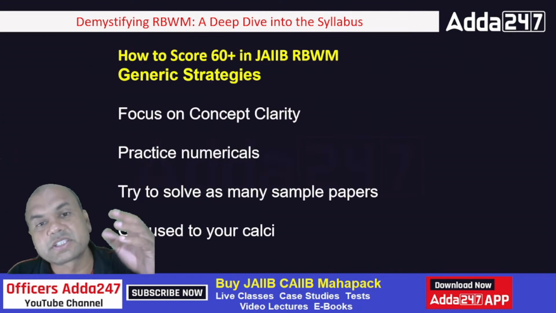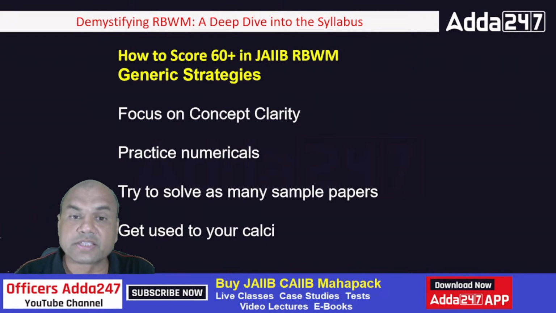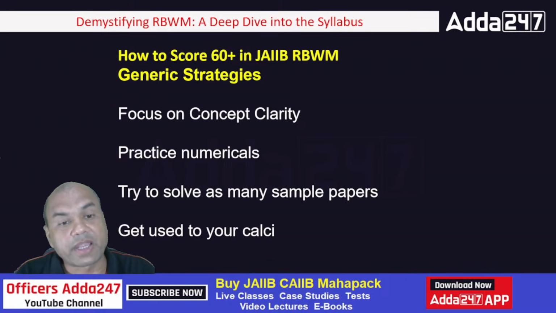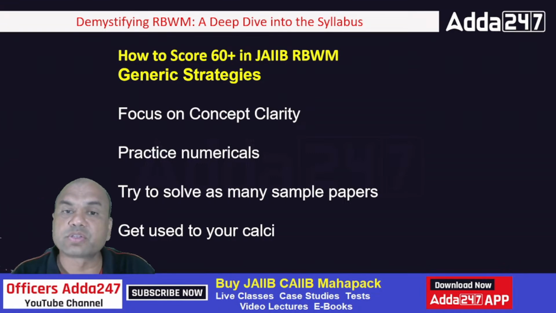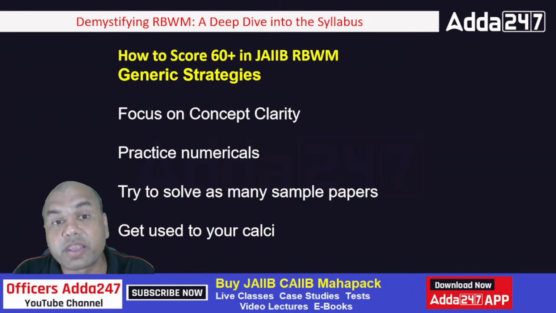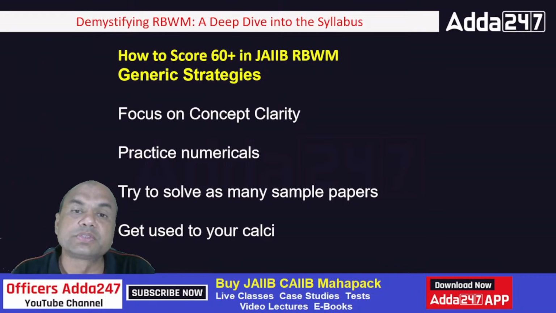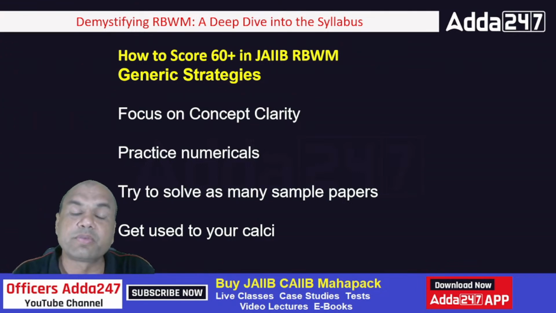So how to score 60 plus in this JAIIB? Focus on the concept clarity. Practice the numericals. Okay. Try to solve as many papers as possible. Get used to your calci, a very important part. We forget the basics. Use the same calci which you have used for the practice. Use the same calci in the exam also. Practice the numericals, very important.